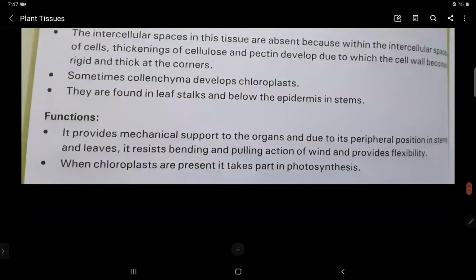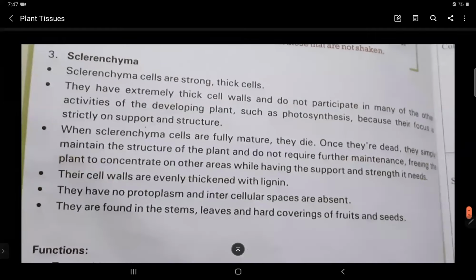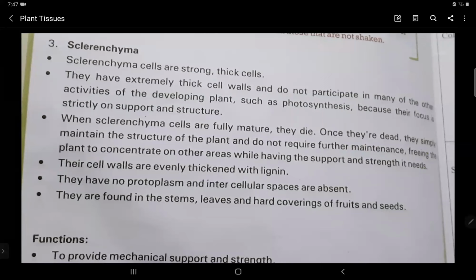Sclerenchyma. Sclerenchyma cells are strong, thick cells. They have extremely thick cell walls and do not participate in many of the other activities of the developing plant, such as photosynthesis, because their focus is strictly on support and structure.